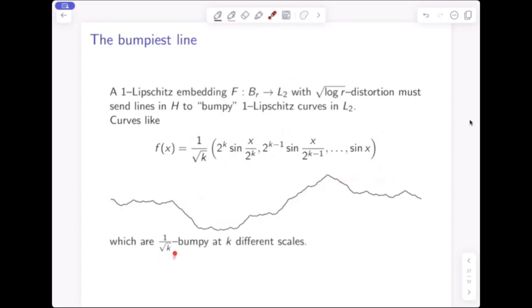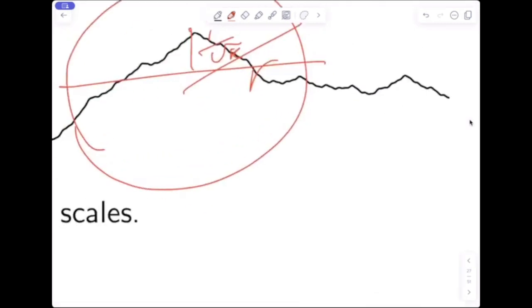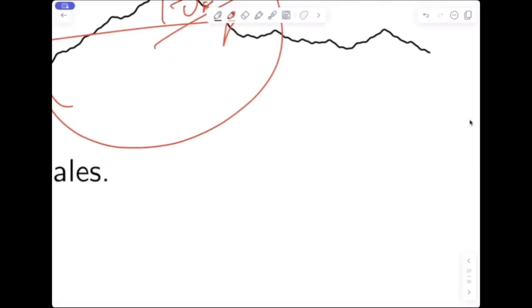We'll call this 1 over root k bumpy at k different scales, because basically at each individual scale, if I look at a ball of radius r, it is about 1 over root k r away from a straight line at that scale. And so I called this the bumpiest line. Why is this the bumpiest possible line you can draw? Well, one answer is basically because of the Pythagorean theorem.